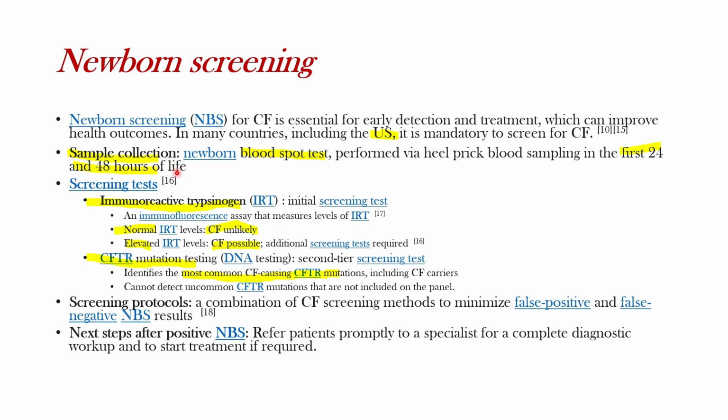So we'll do a sample collection in the first 24 to 48 hours. We'll do some tests, for example, immunoreactive trypsinogen, which, if it's normal, CF is unlikely. If it's elevated, CF is possible. We can do a CFTR mutation testing, and we will do it for the most common CF-causing CFTR mutations.